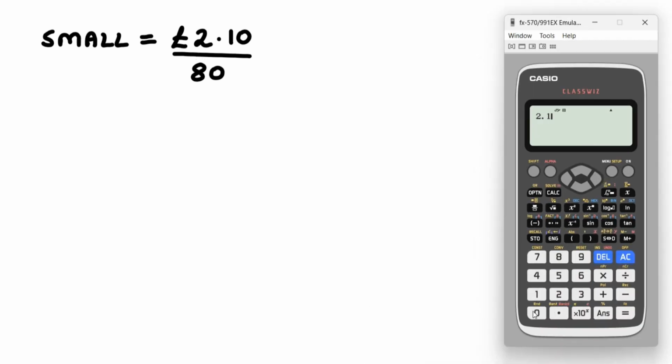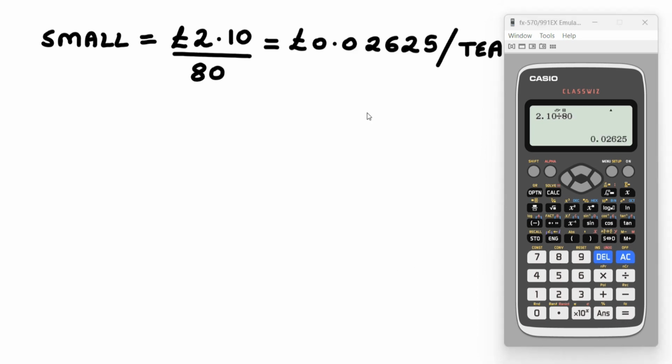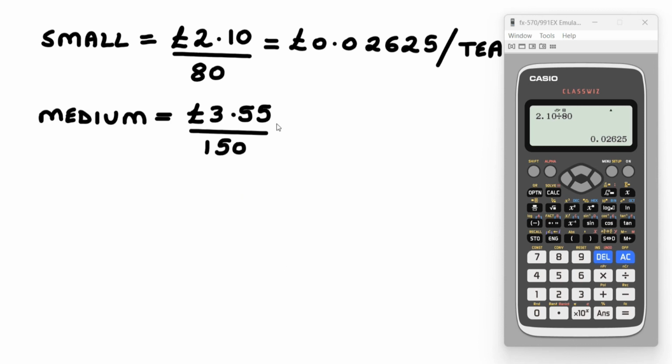Show how you decide. First of all, for small, we have £2.10 divided by 80. You will find that to equal 0.02625 per tea bag. Then we have medium, that's 355 divided by 150. That's equal to 0.02367 pounds per tea bag.